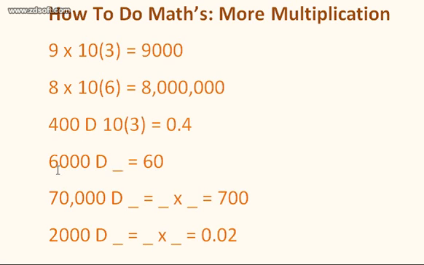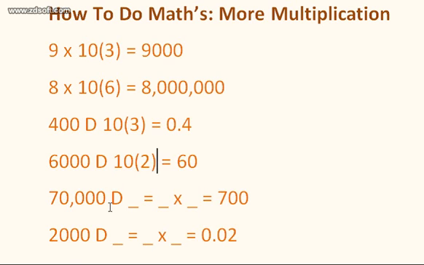Moving on, 6,000 divided by something equals 60. So you just go backwards again. So 6,000 divided by 10 to the power of 1, that'd be 600. 6,000 divided by 10 to the power of 2 will give us 60, so that's the answer. 10 to the power of 2. See? It's all coming together now.